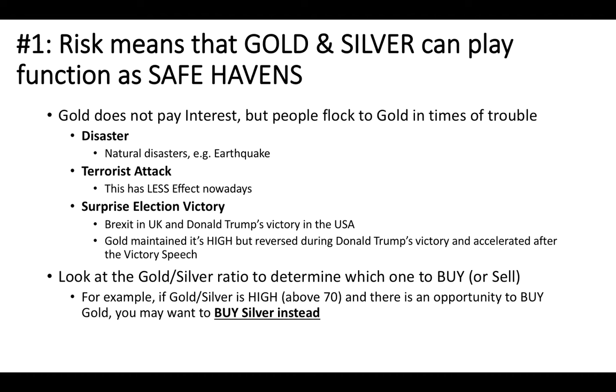For example, if the gold silver ratio is high, above 70, and if you see a good opportunity to buy gold, you might want to buy silver instead, because when the gold silver ratio is high and gold wants to go up, which of course will also bring silver up, then in that case, silver will tend to go up faster than gold. And you always want to invest in something that goes up faster than the others.